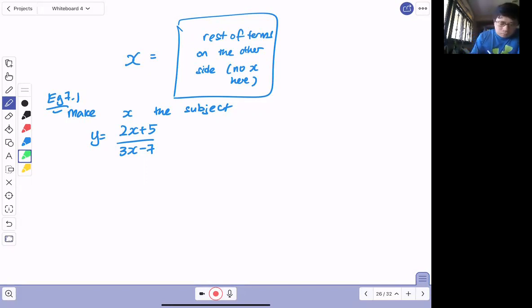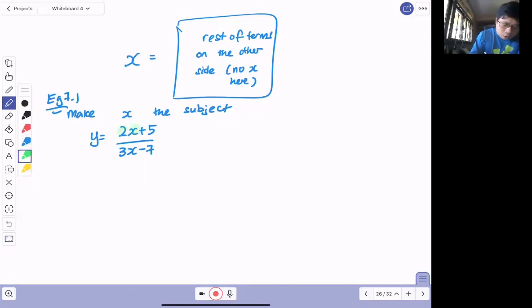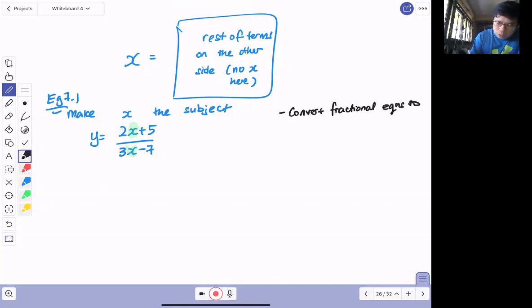So when we make x the subject, there are a few tips. You can see that the variable that you want is here. Number one, convert fractional equations to linear equations by cross multiplying. Okay, so far?